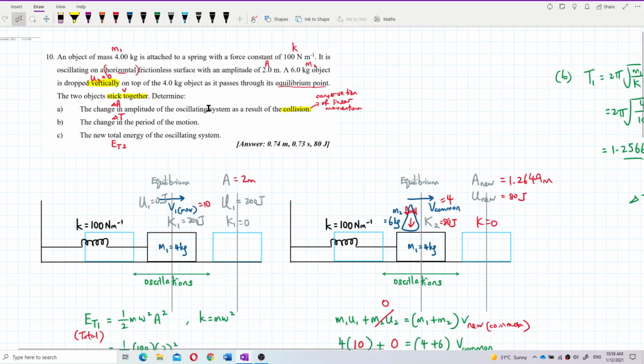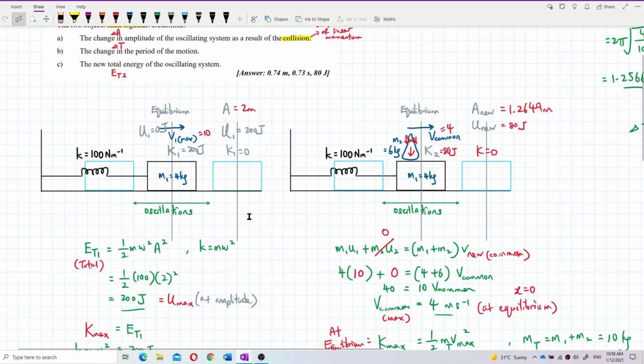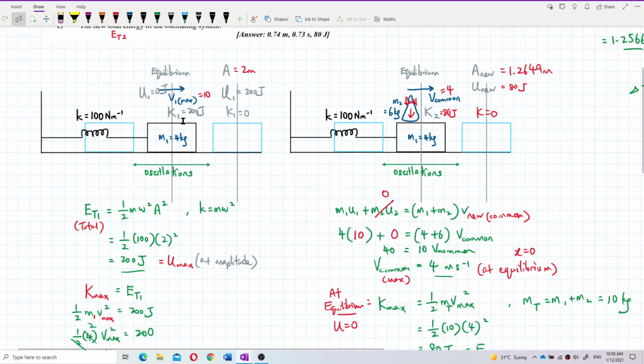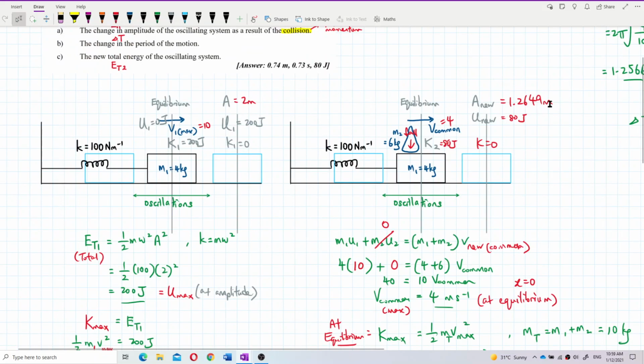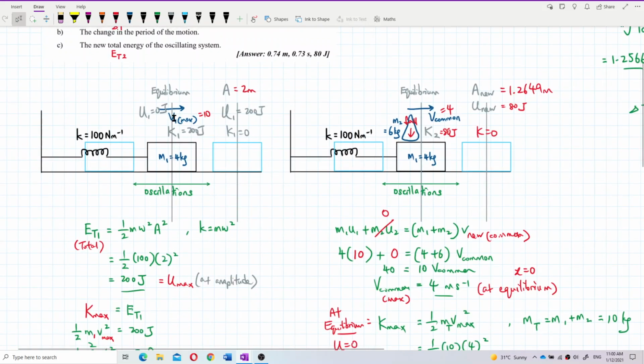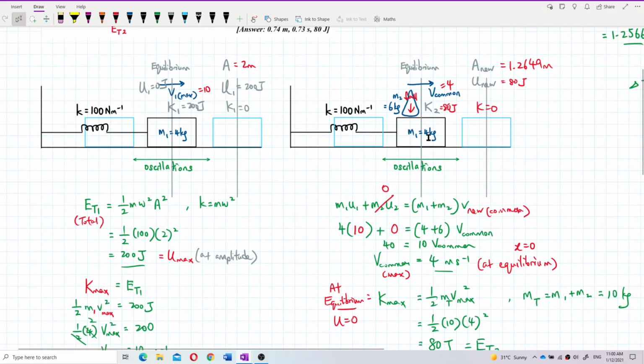Okay, this is the questions and this is the diagram to describe the whole situation. The amplitude changes from 2 to 1.26. Potential energy also changed from 200 to 80. Same goes for the kinetic energy, dropping from 200 to 80. The initial maximum velocity is 10, now the common velocity is only 4. The mass last time is only 4 kilogram, it has become 10 kilogram this time, but K is always constant, the spring is always constant, 100.